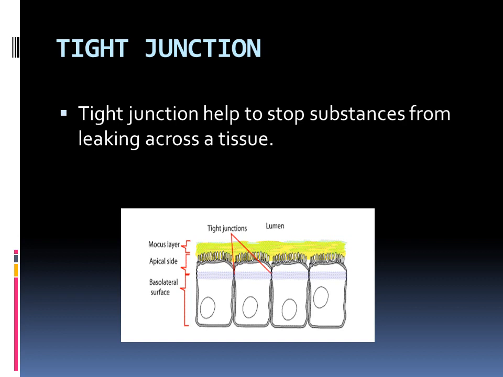The tissue is made up of cells, and the cells consist of substances. Because of this tight junction, adjacent cells are very close to each other. That's why it is preventing the leakage of the substances. It is stopping the leakage of the substances from this tissue. Understand? So that is the function of this tight junction.